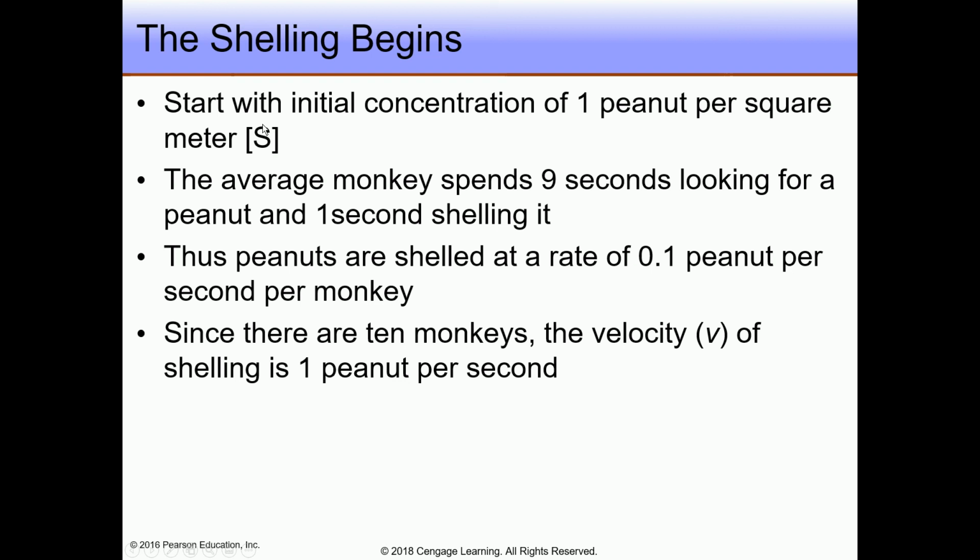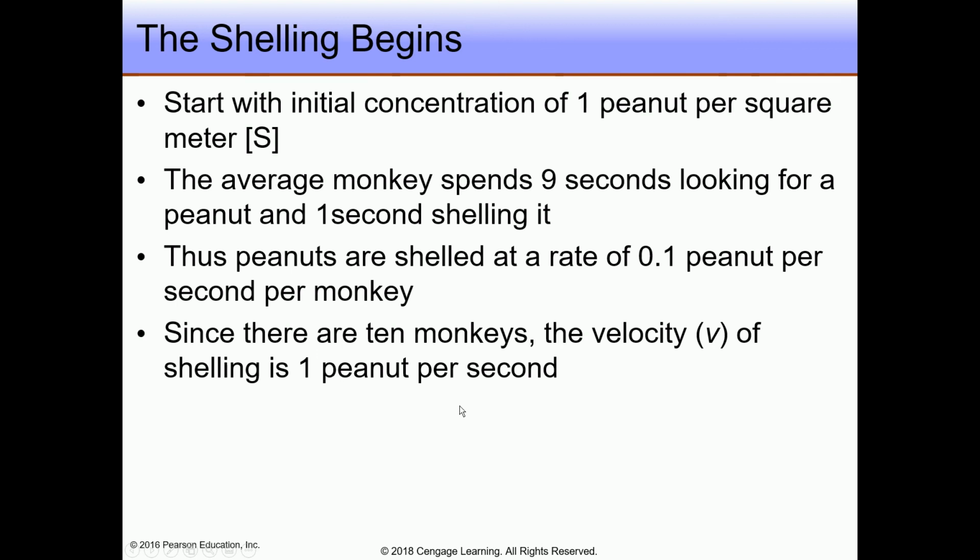Okay, so basically every monkey is spending 9 seconds looking for the peanut and then 1 second shelling it. So every monkey is on average spending 10 seconds in this process. Okay, so which means that these peanuts are shelled at a rate of 0.1 peanut per second per monkey. Okay, and as there are 10 monkeys, we can multiply this value with 10, so the rate of shelling is 1 peanut per second. So this is the table which is showing you the same values.